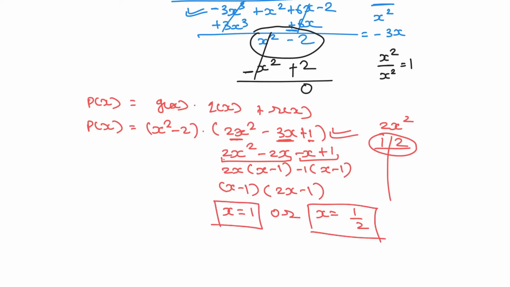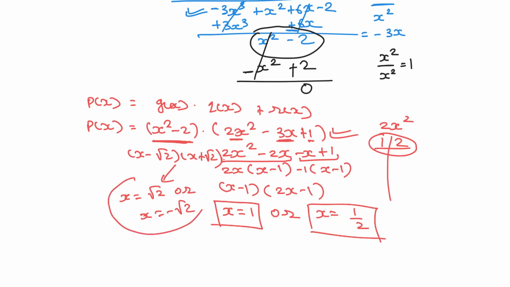Now we can factorize the polynomial x square minus 2. This is in the form of a square minus b square, so the factors will be x minus root 2 into x plus root 2. So the zeros of this polynomial will be x is equal to plus root 2 or x is equal to minus root 2. These two zeros are given in the question, and x is equal to 1 and x is equal to 1 by 2 are the two remaining zeros.